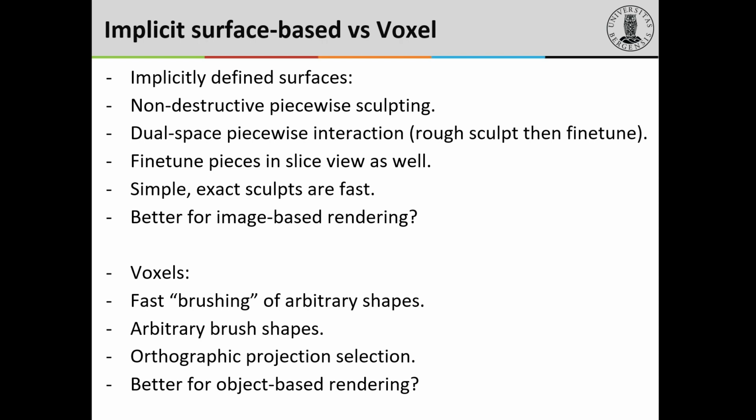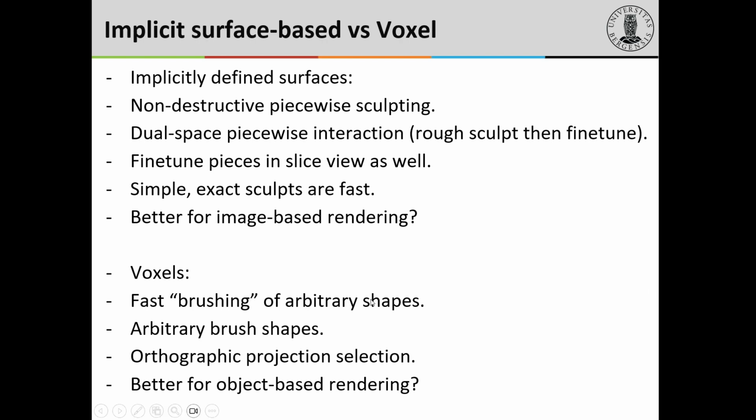I would argue simple exact sculpts are faster in my solution. So let's say you want to just have a sphere, a perfect sphere, and a box shape, and you want a little bit of blending between them. This is really fast using my solution. I think it would be a bit slower with a voxel-based solution.